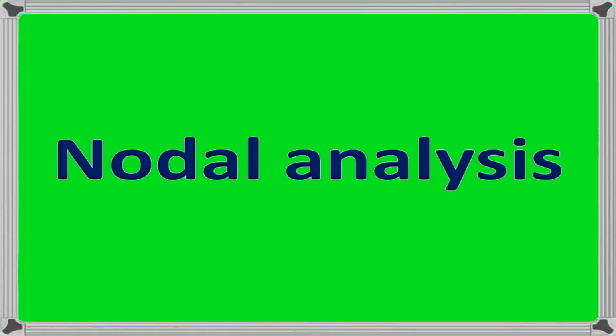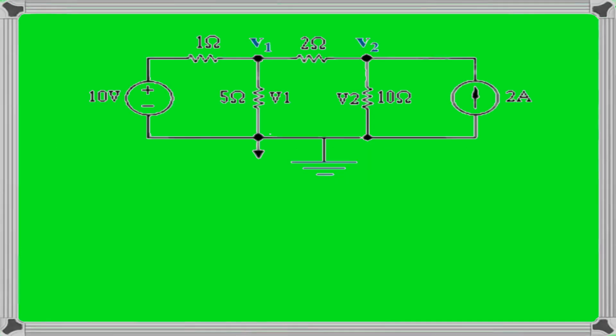Nodal analysis. Let's analyze the following circuit with the nodal analysis. First of all, what is the nodal method or nodal voltage method? Nodal analysis is the application of Kirchhoff's current law. If you remember, Kirchhoff's current law states that the sum of all currents coming into the node equals the sum of all currents leaving the node or going out from the node.